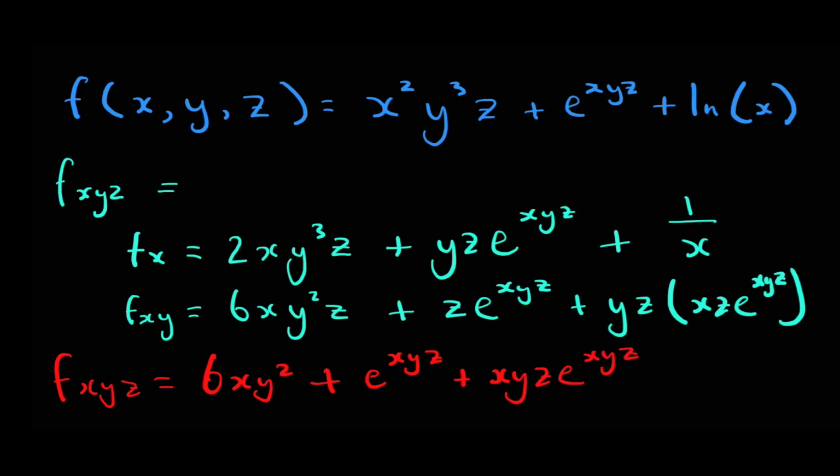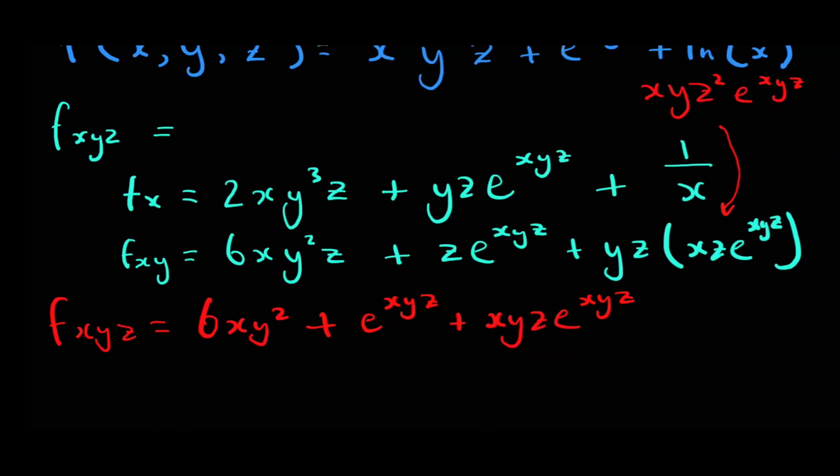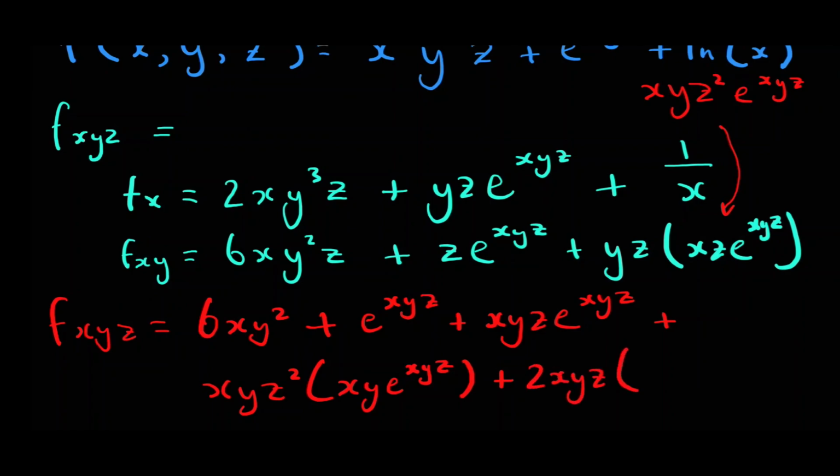And then for our final term, first let's just quickly multiply out the brackets to make it simpler to differentiate. So it's going to be x, y, z squared times e to the power of x, y, z. And because that can be considered as a function of z times a function of z, we're going to need to use the product rule again. And doing that just gives you x, y, z squared times x, y, e to the power of x, y, z, plus 2 x, y, z times e to the power of x, y, z.